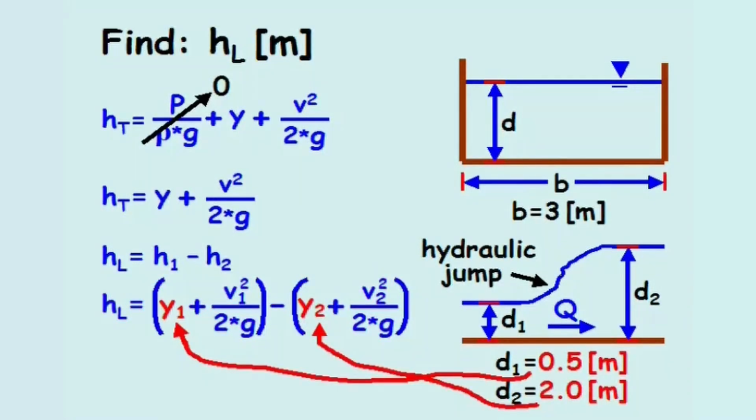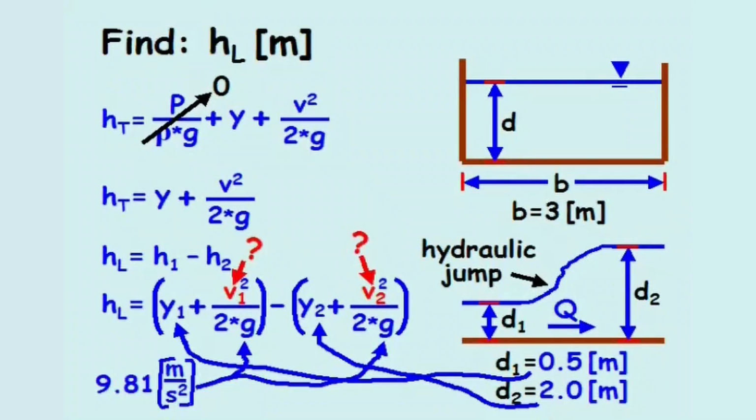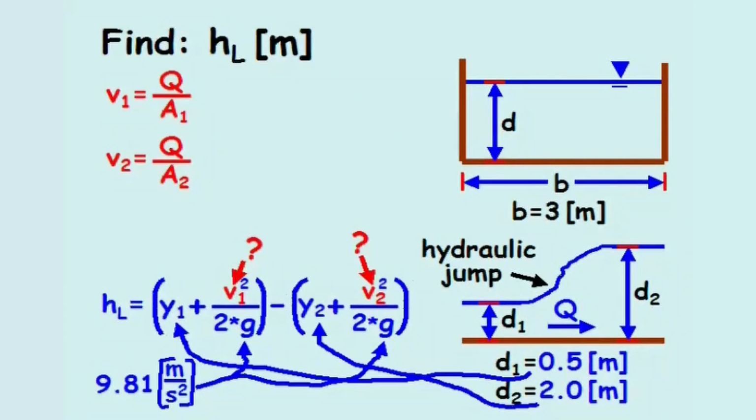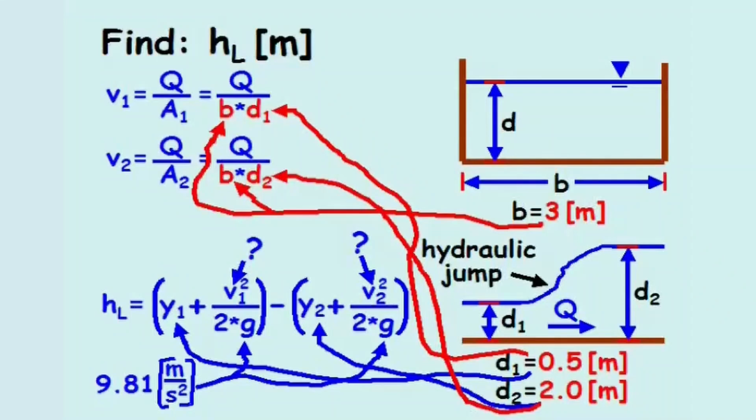The elevation heads, y1 and y2, are simply the water depths given in the problem statement, d1 and d2. The value of g is a constant, but we don't know the velocities, v1 and v2. Velocity 1 and 2 equal the flow rate divided by the area 1 and 2, respectively, where areas 1 and 2 equal the channel base times the depths 1 and 2, respectively. Since we already know the base width and the depths, we need to solve for the flow rate, Q.